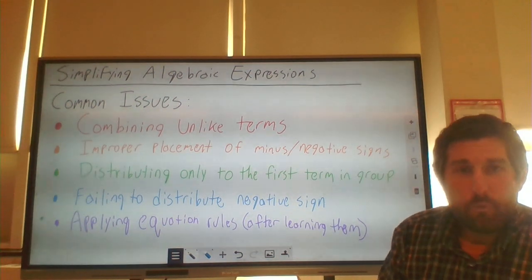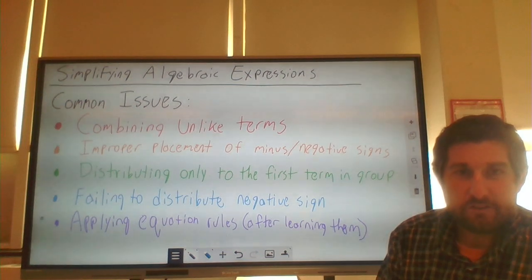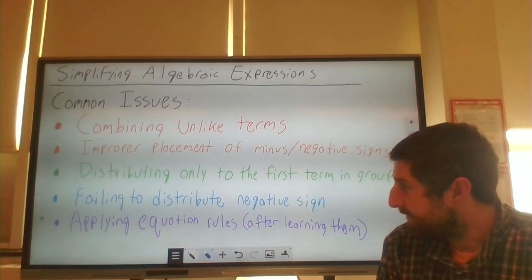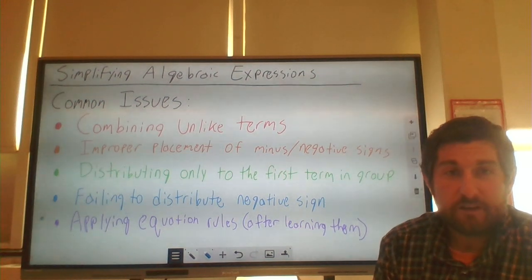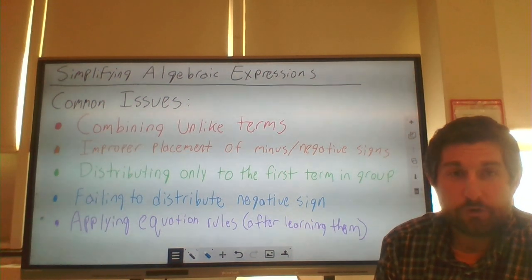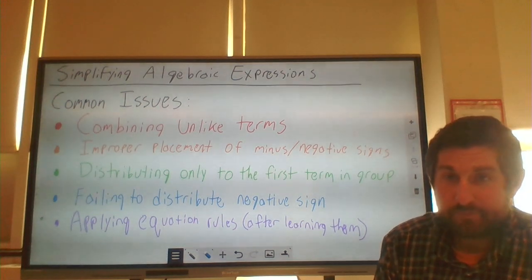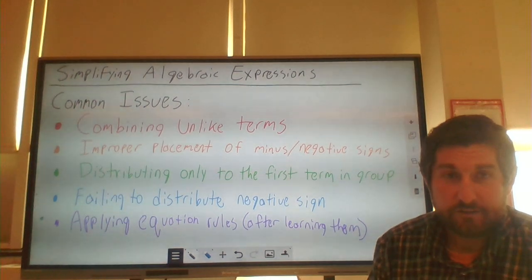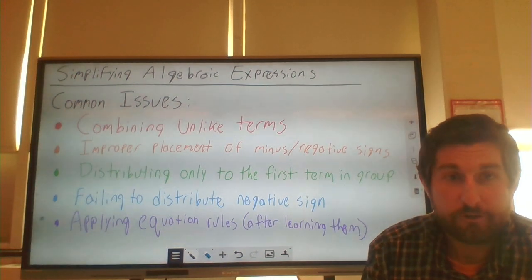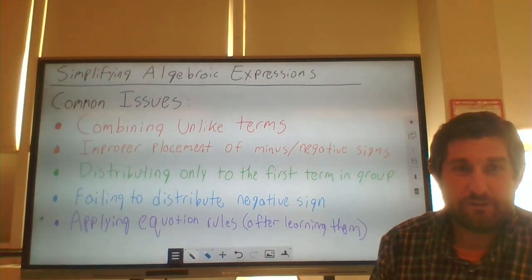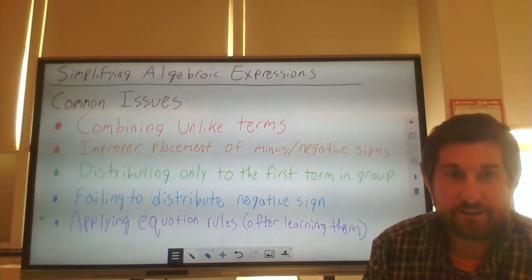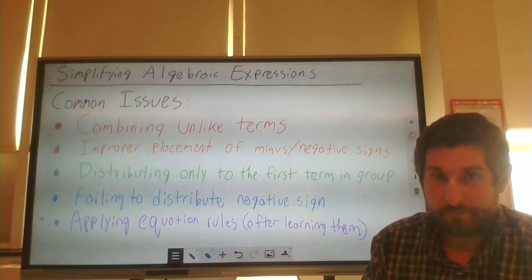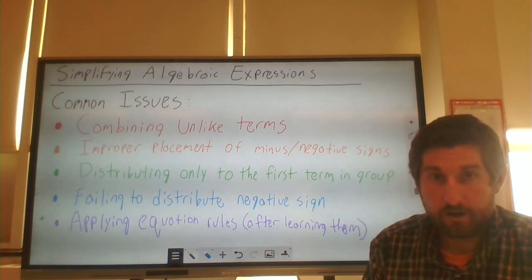And finally, once they learn how to deal with equations using the addition and subtraction property of equality, I find students will occasionally be misapplying the equation rules to expressions. This will also happen within equations if you have like terms that are on the same side of the equation already. You'll still see students trying to add or subtract to both sides, even though they're on the same side, and end up having difficulties with that as well.